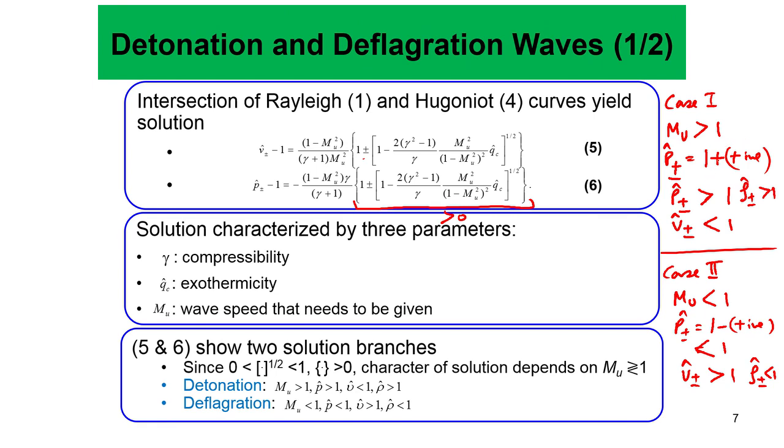So far the Rayleigh lines did not tell us that. They just told us that when p cap is greater than 1, v cap is less than 1, or when p cap is greater than 1, rho cap is also greater than 1, okay, or vice versa. When p cap is less than 1, your rho cap is also less than 1, but they did not tell us in what regime this happened.